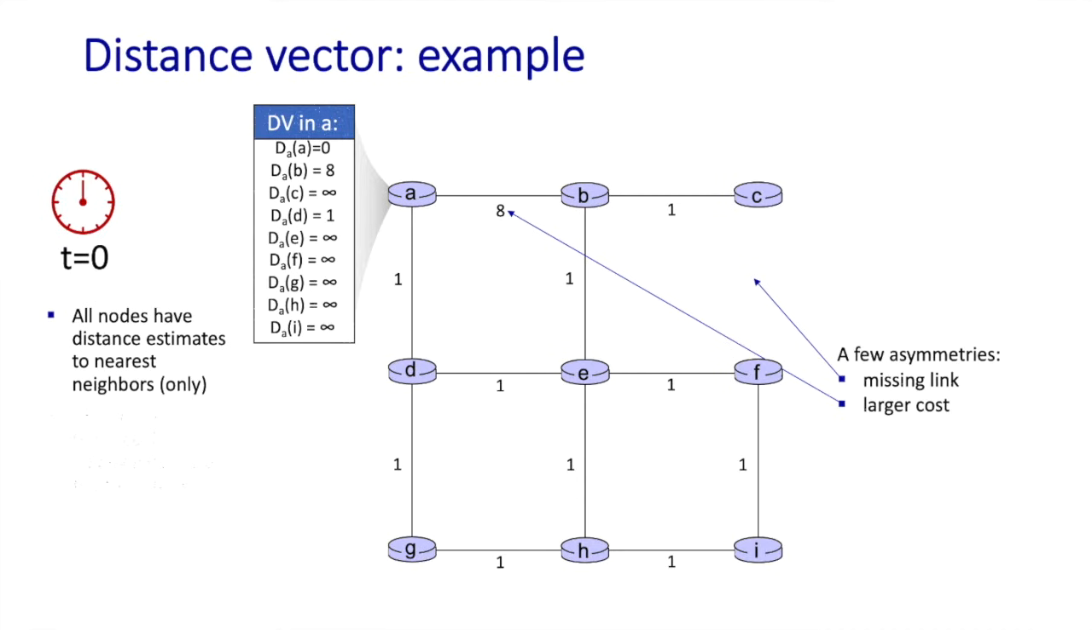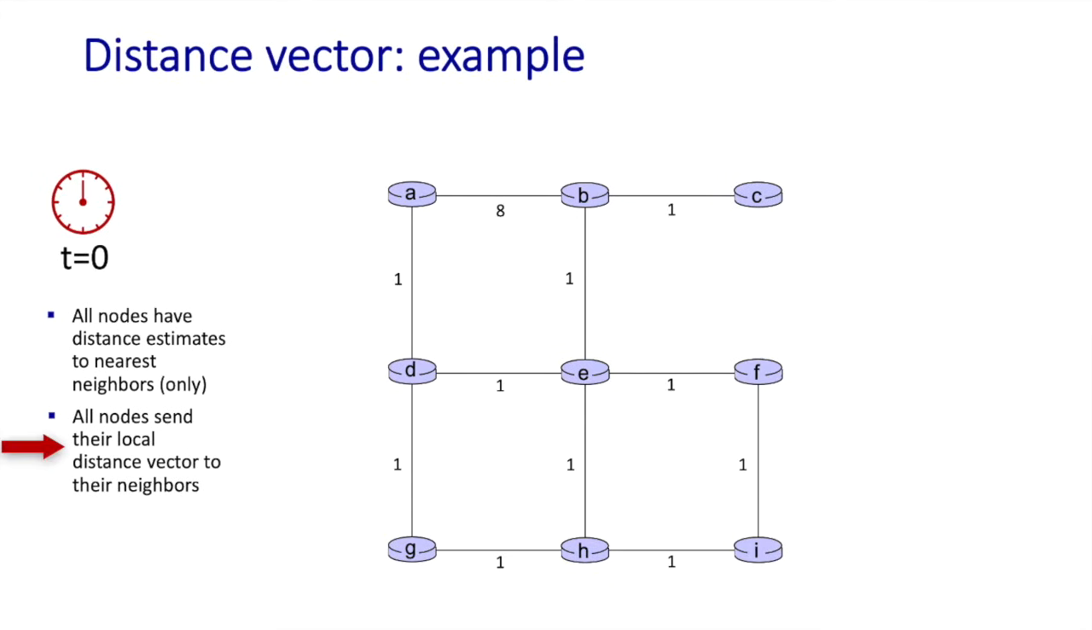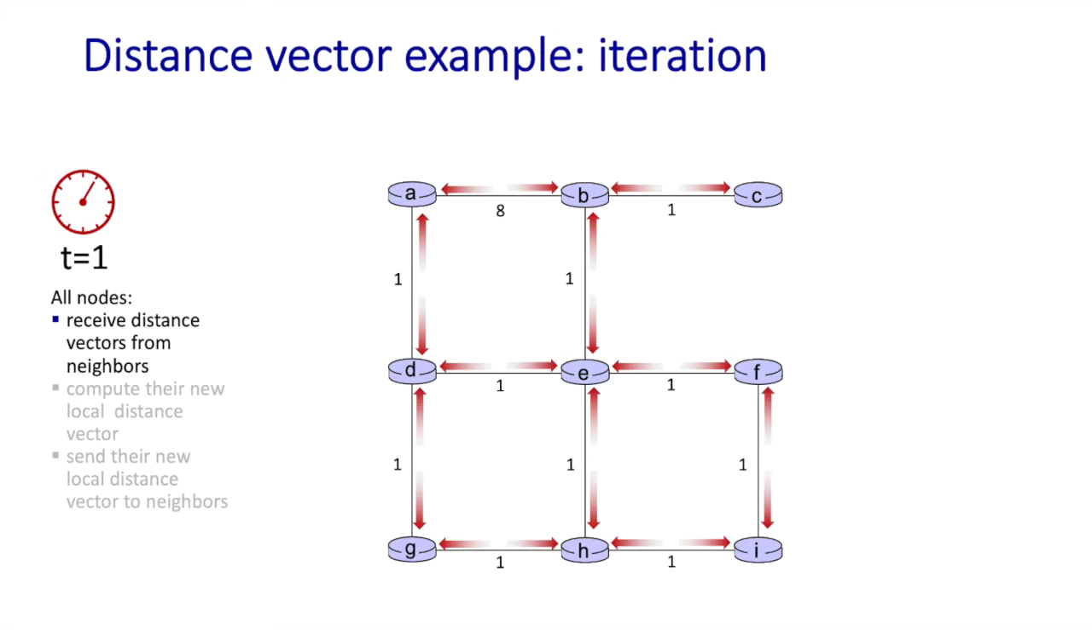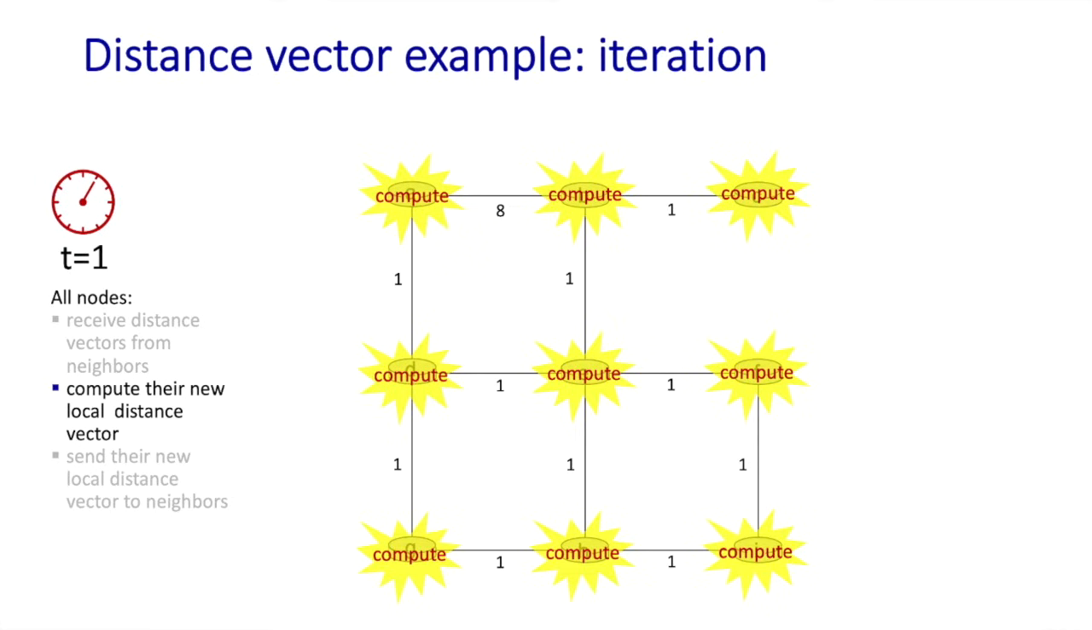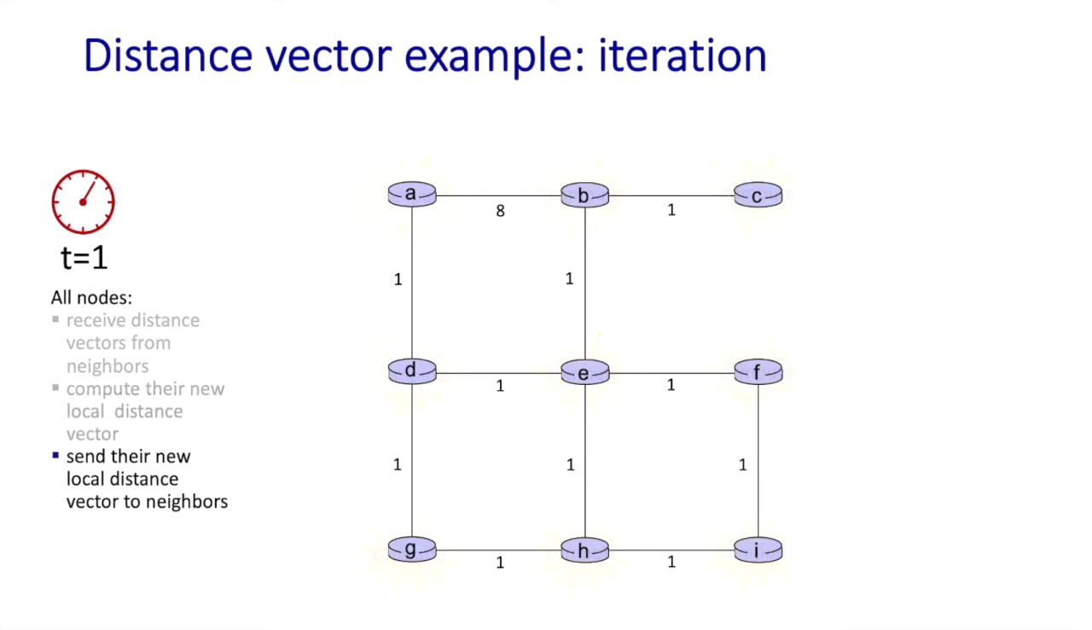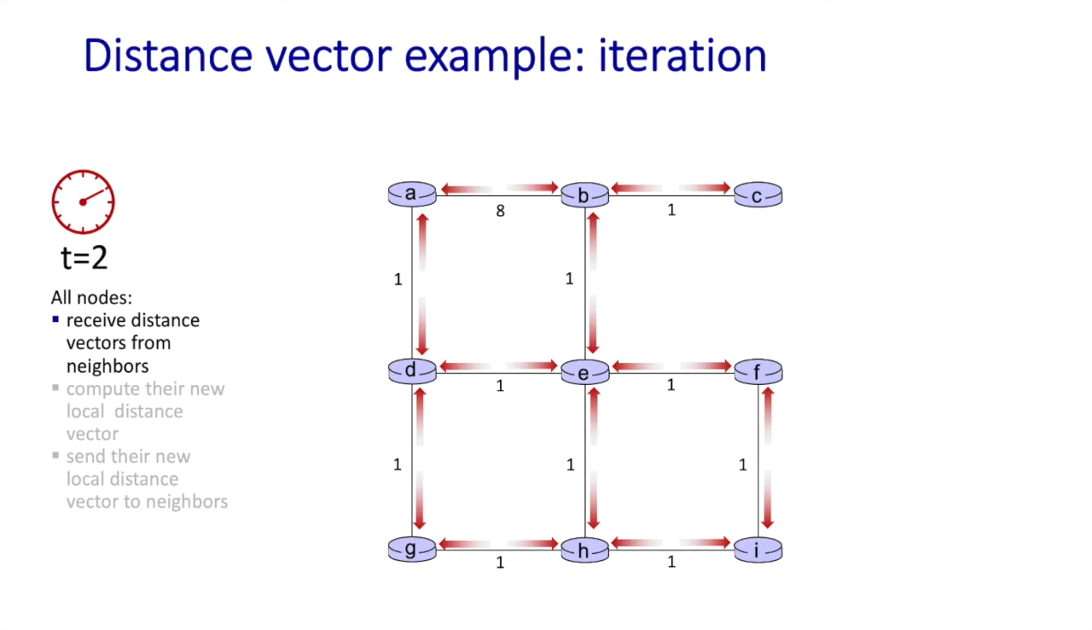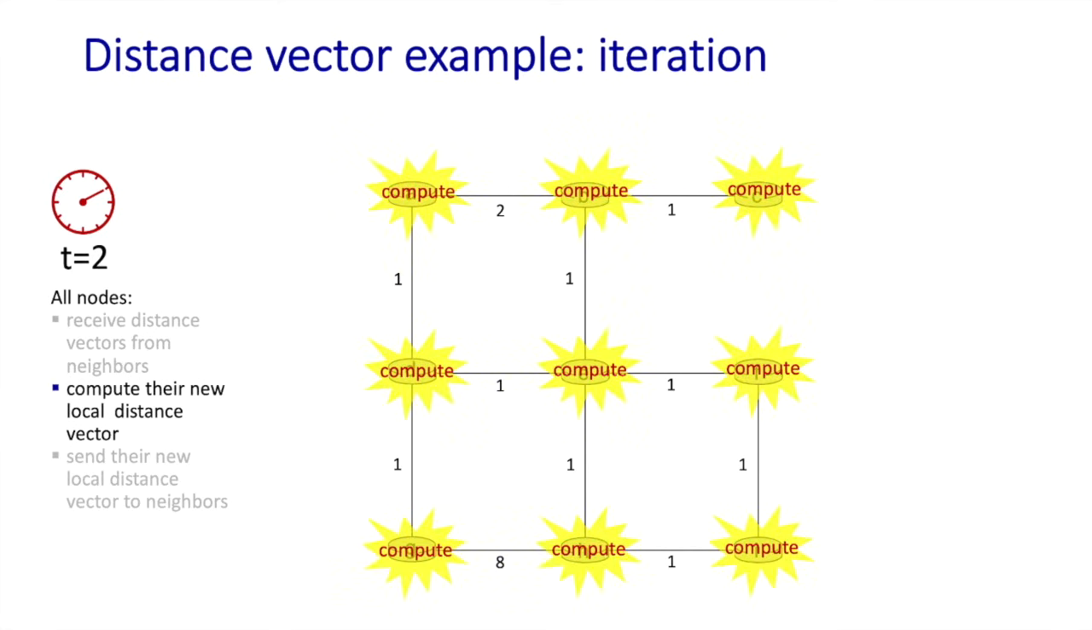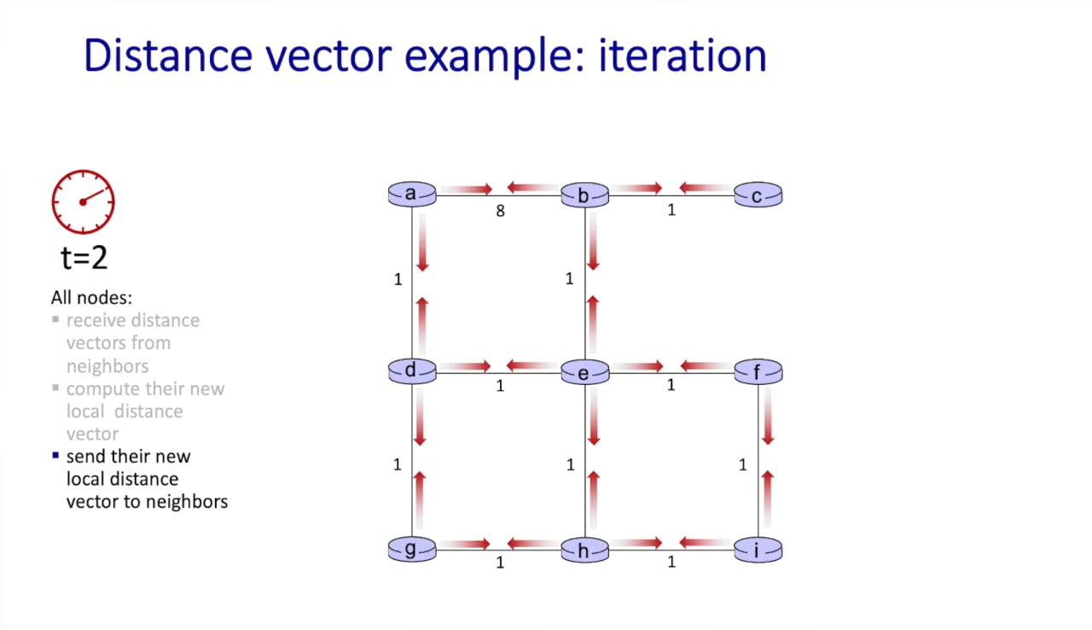So at t equals 0, let's assume that all nodes have initialized their distance vectors, and after doing so, send their distance vectors to their immediate neighbors. At t equals 1, all nodes receive distance vectors from their neighbors, compute their local distance vector, and if any component of their distance vectors changed, they'll send their new local distance vector to their neighbors. At t equals 2, nodes receive distance vectors from their neighbors, compute their local distance vector, and if any component of their distance vectors changed, again, they'll send their new local distance vector to their neighbors, and so on.